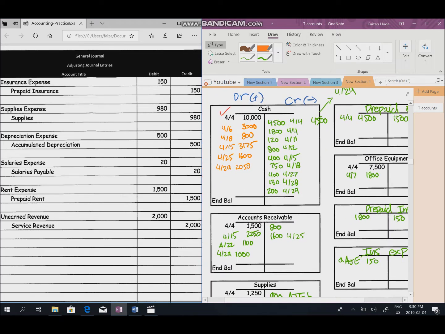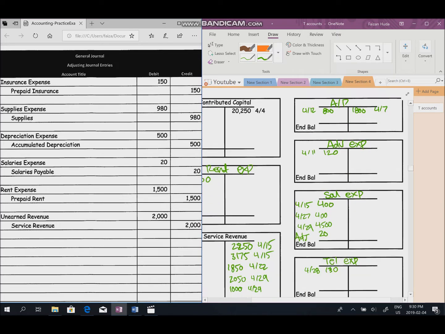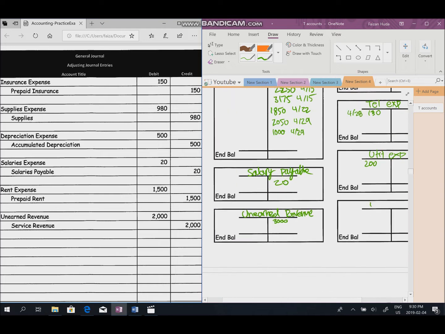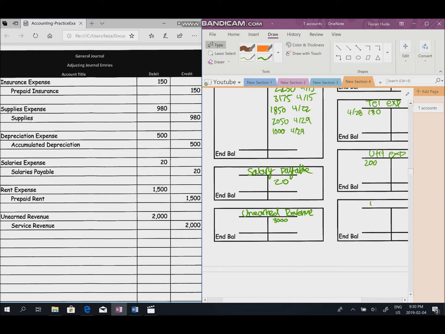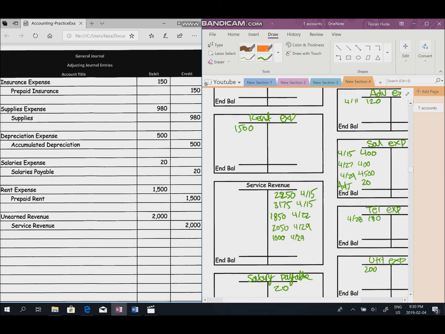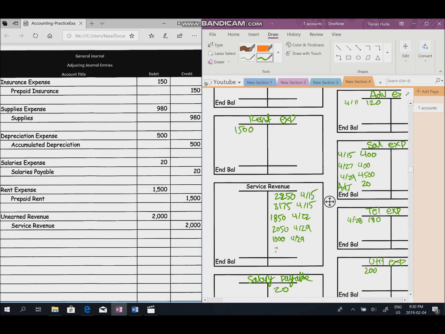Finally, your last one, unearned revenue. Wherever it is, it's over here. 20,000, just debited. 1, 2, 3. You know this is from our adjusting entry. Now we have service revenue, which is credit for 2,000.